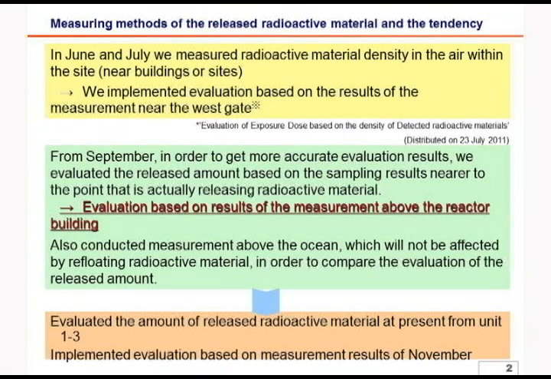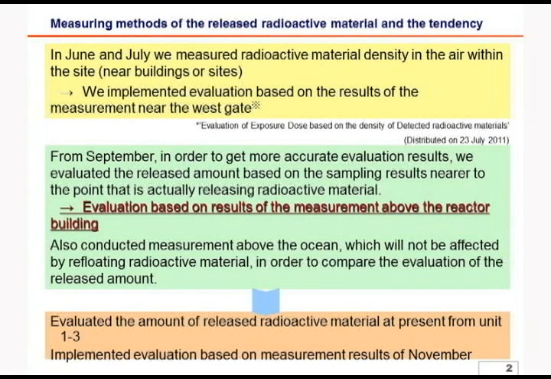This is the way we conducted measurements in July and August. That is, we assumed the values based on the results of the measurement at the west gate, but since September, in order to evaluate with greater accuracy, we have decided to conduct samplings at points closer to the radiation emission source. First of all, we use a crane to suspend a dust sampler over the reactor buildings and, based on the evaluation results of the measurement by the sampler, make an assumption.